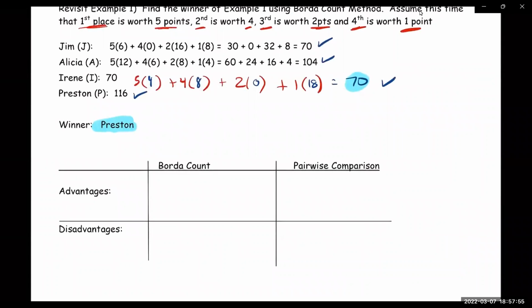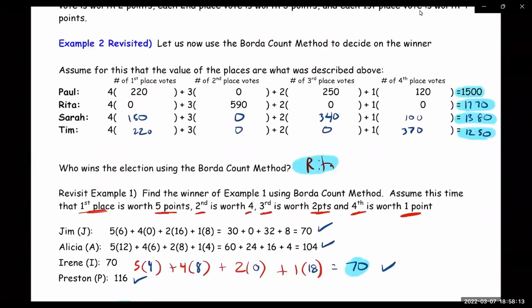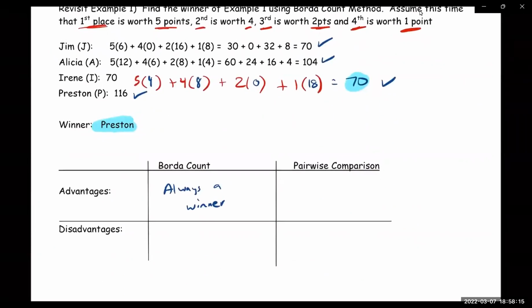So I guess the advantage is that there's always a winner. Disadvantage, I would say, is that maybe you don't have to get any first place votes to win. Like Rita, remember Rita won and she didn't get any first place votes. So maybe that's kind of a disadvantage. You don't need any first place votes to win.